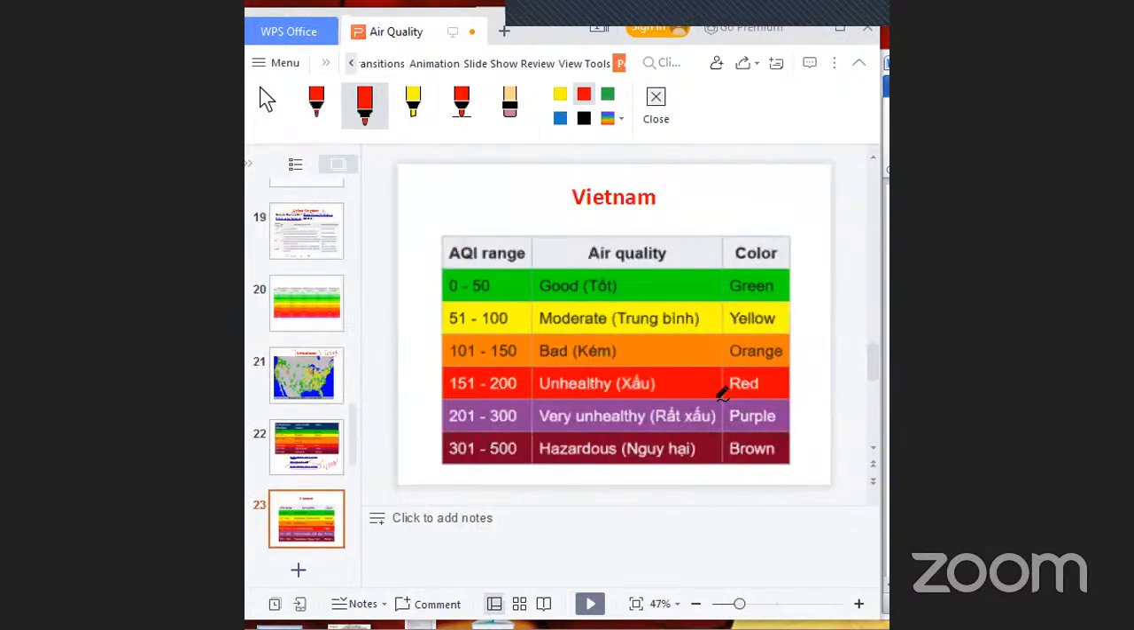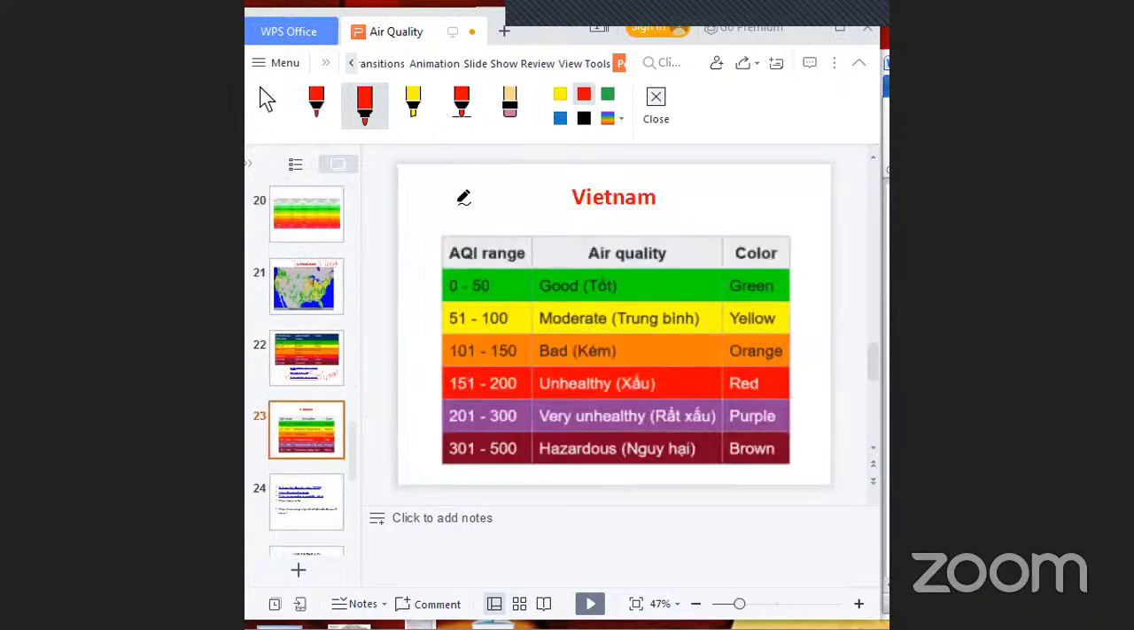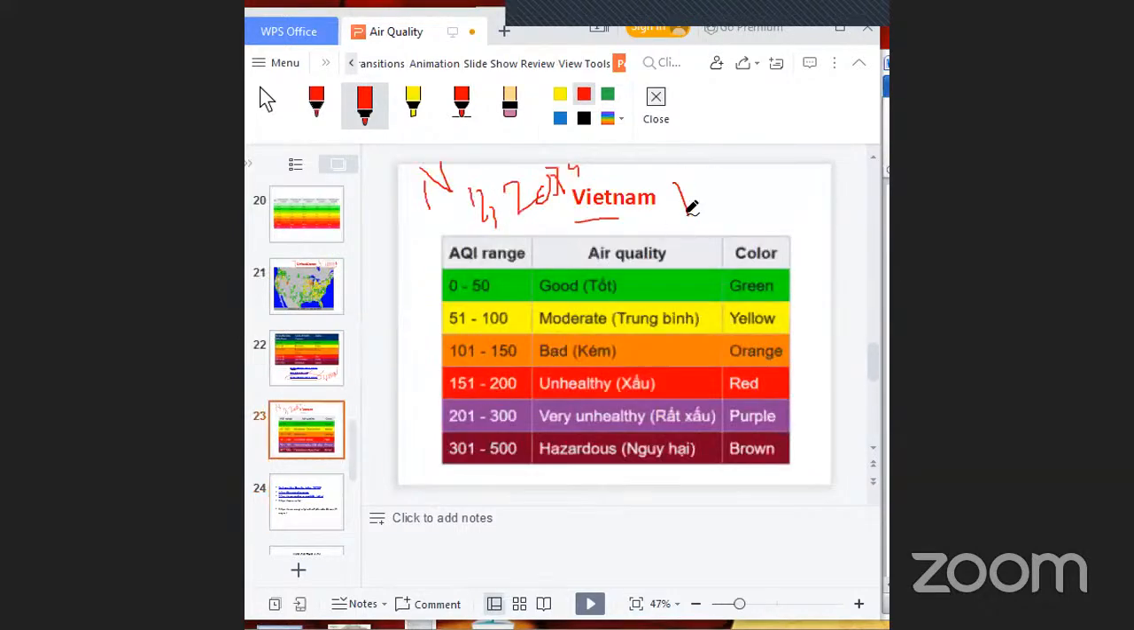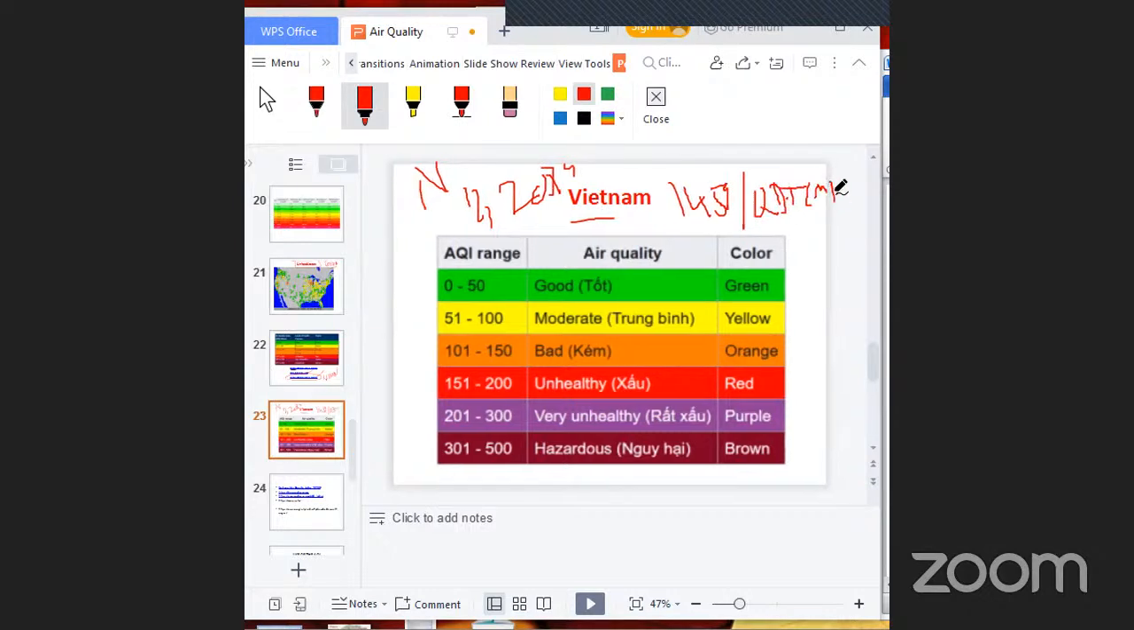So this is the US, and now Vietnam. On November 12th, 2019, the Vietnam Environment Administration issued Decision 1459/QD-TCMT.